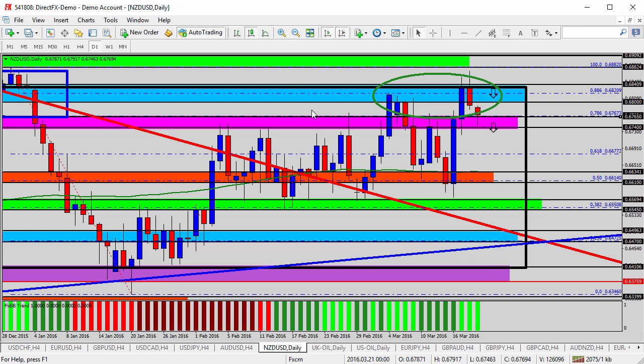I know we're into support right now, but we're into that major area of resistance on the wider range. So only looking to go short here, not go long, here for the New Zealand dollar. Either a rally back to the blue zone or a breakdown underneath the pink zone would be your opportunity to go short once again here for the New Zealand dollar today.